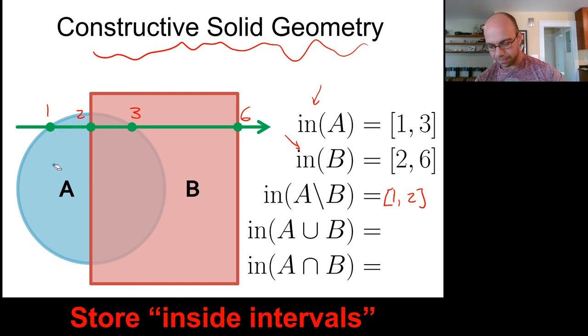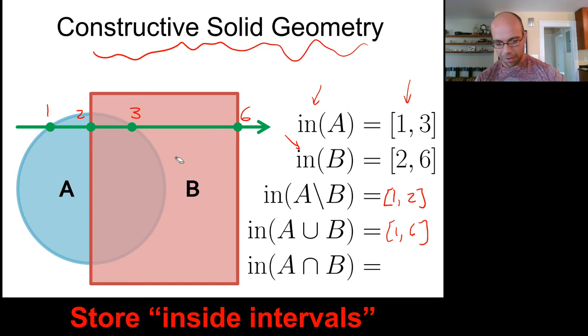Let's do a second one. So if I want to know the in time for A union B, well, all I have to do is take the union of these two intervals. So what I'll get is 1, 6. And that makes sense, right? Because that's this entire span here.